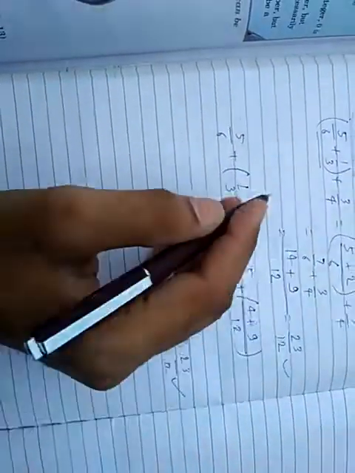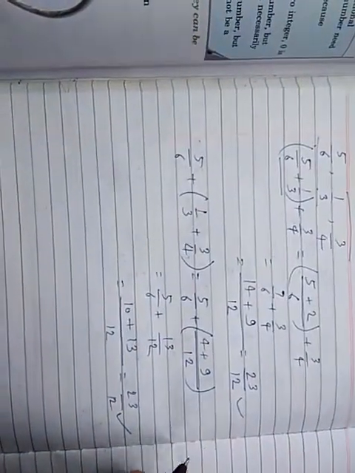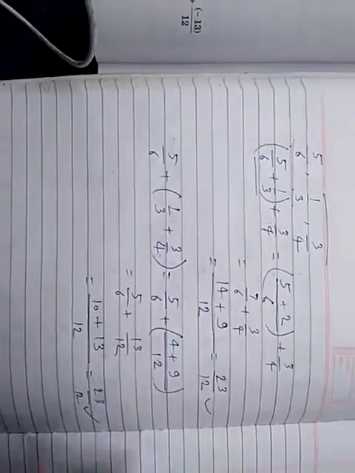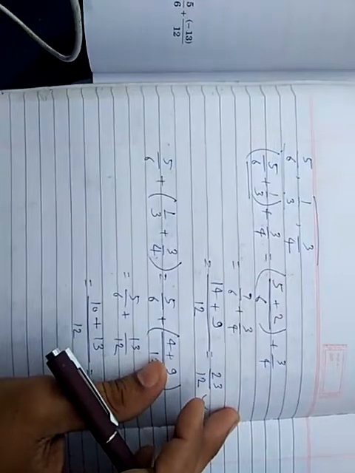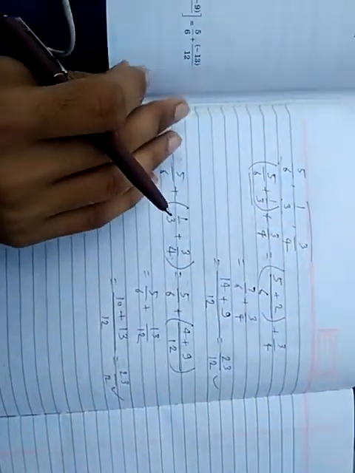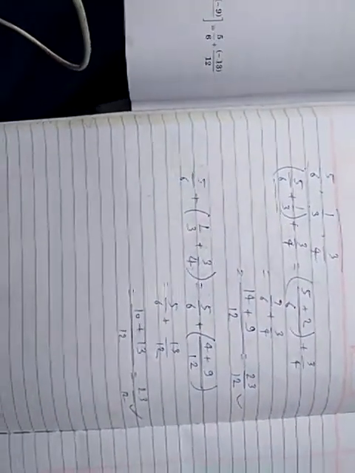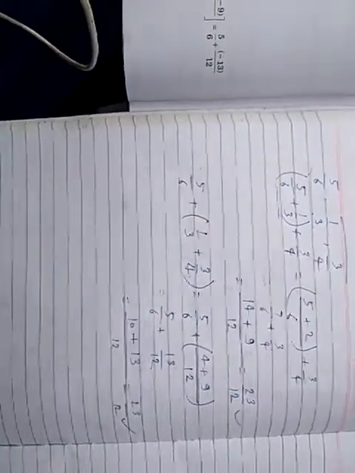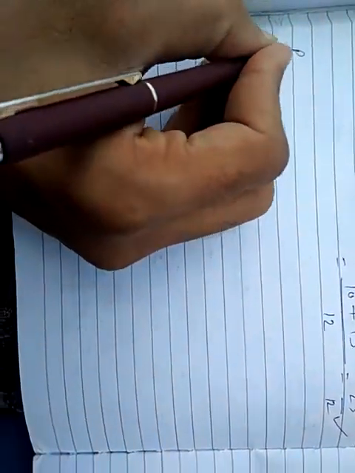We can group these rational numbers in any order, but the answer will always be the same, and this property is called the associative property. The first property is called the closure property, the second property is called the commutative property, and the third property is called the associative property. Next, property number 4.